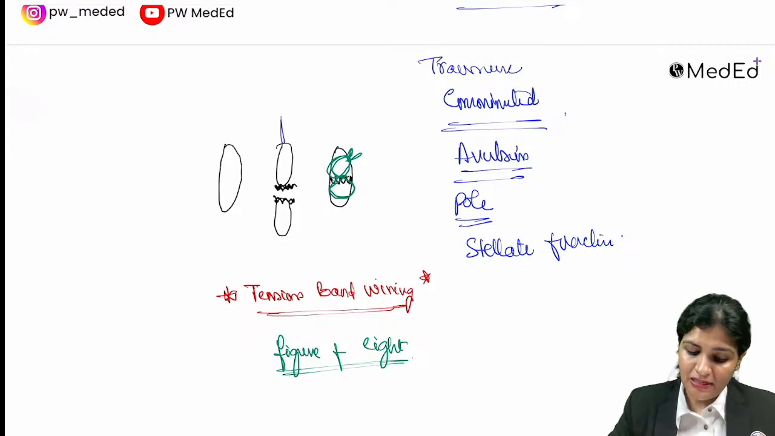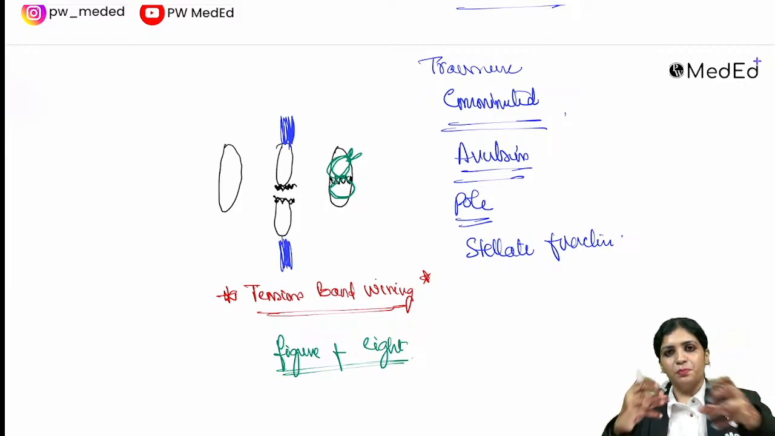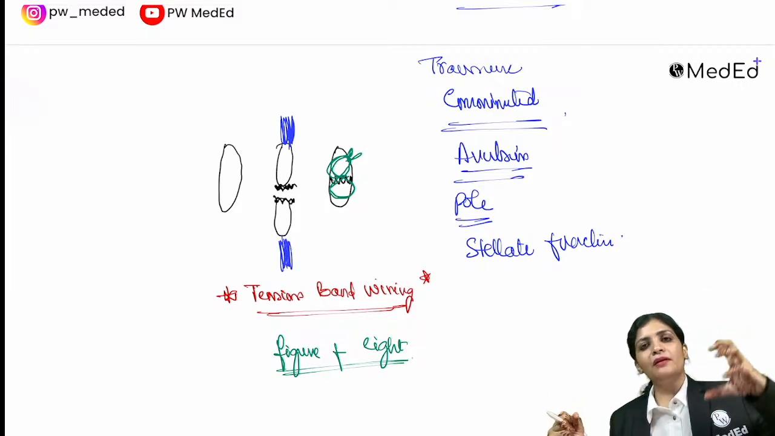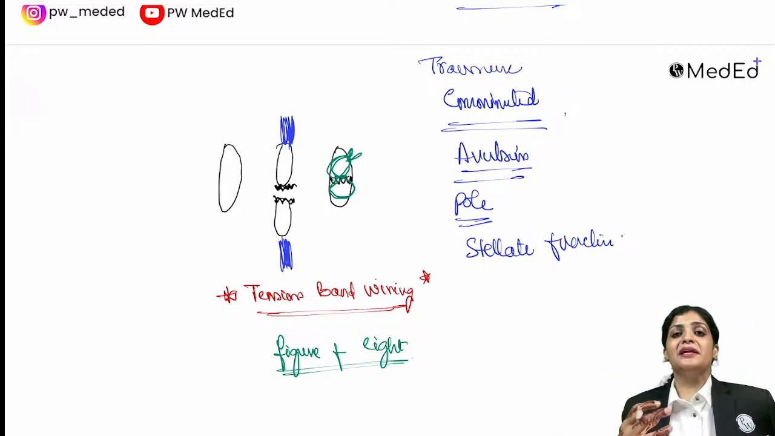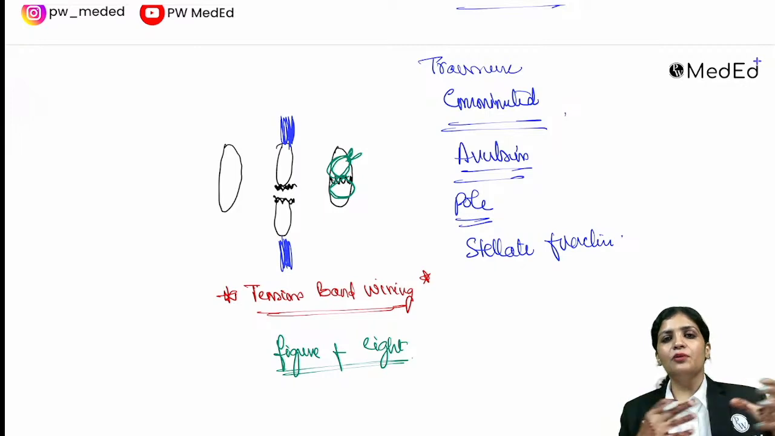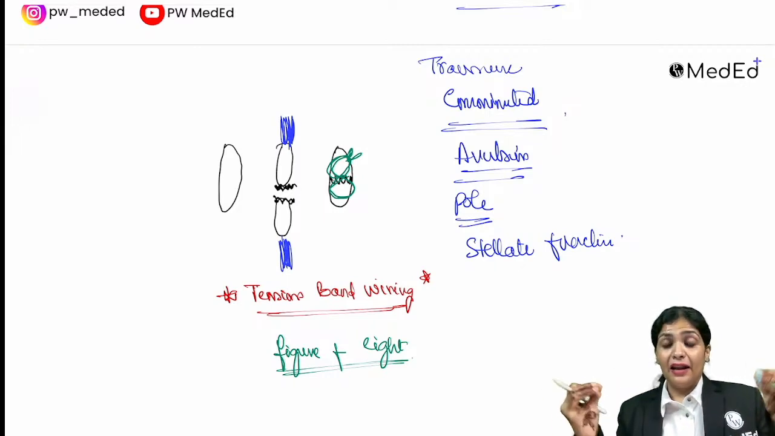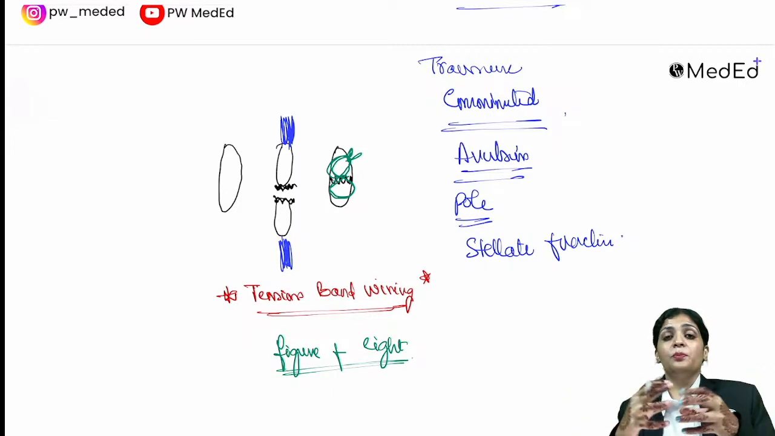Because this patella is attached by the quadriceps tendon above and the patella tendon below. So because of this pull of the tendon, one pole, that is the quadriceps tendon, is pulling the upper pole and the patella tendon is pulling the lower pole. So that is why there will be a nonunion occurring. Because the fracture fragments are pulled apart, now with the tension band wiring you put them together.